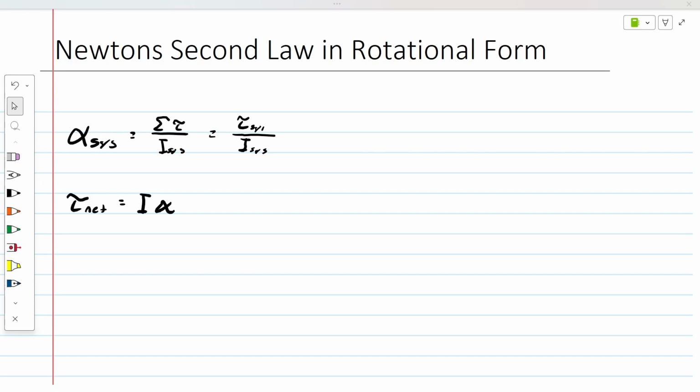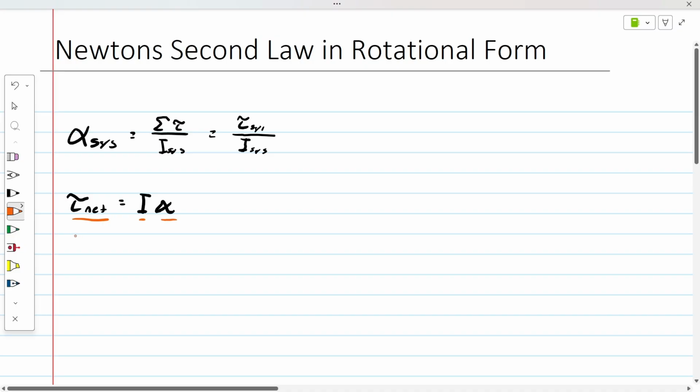Hello everyone, in this video we're going to discuss how we can use Newton's second law for rotational motion. What this is saying is that the angular acceleration is equal to the sum of the torques over the rotational inertia, the torque of the system over the rotational inertia of the system. I rewrote this by multiplying the I to the other side, so we have torque equals I times alpha.